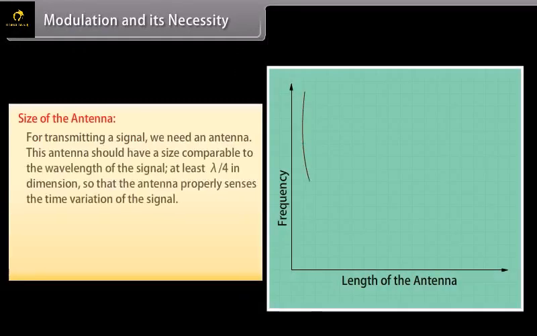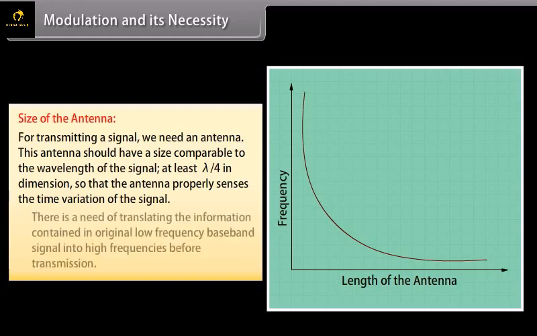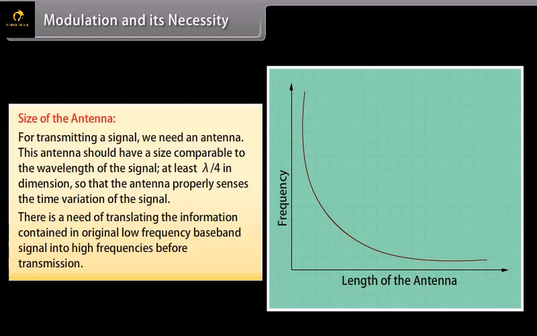Size of the antenna. For transmitting a signal, we need an antenna. This antenna should have a size comparable to the wavelength of the signal, at least lambda by 4 in dimension, so that the antenna properly senses the time variation of the signal. For an EM wave of frequency 30 kHz, the wavelength lambda is 10 km. It is not possible to construct and operate such a long antenna. Therefore, there is a need of translating the information contained in the original low frequency baseband signal into high frequency before transmission.